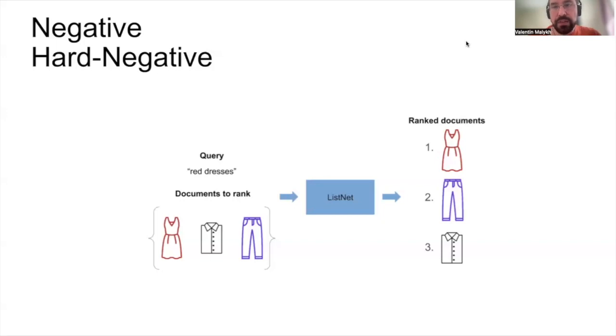So this is actually interesting. If, for example, we have not blue jeans, but red jeans, then it would be harder for our model to actually choose from two red objects which is the best described by red dresses. And we call these hard examples, hard negatives. So these negatives are obtained from this trained model, and they're not truly relevant documents, but they're hard to choose from.